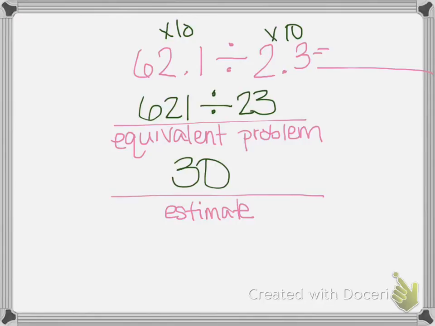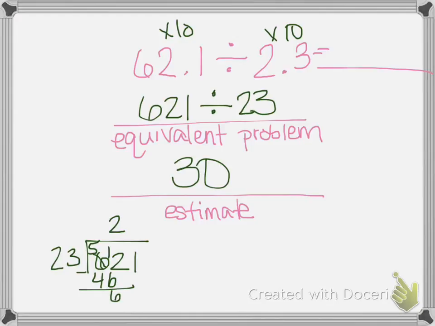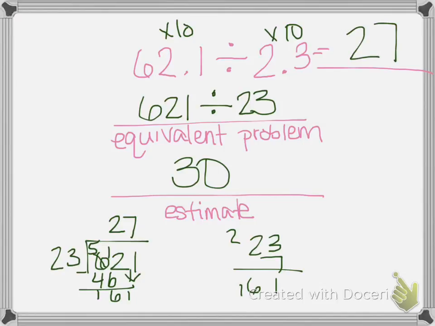Then to actually solve, 23 goes into 62 2 times, which is 46. Subtract. 12 minus 6 is 6. 5 minus 4 is 1. Bring down the 1. 23 goes into 161 7 times. 23 times 7 is 161. So we don't have a remainder. So our answer is 27.